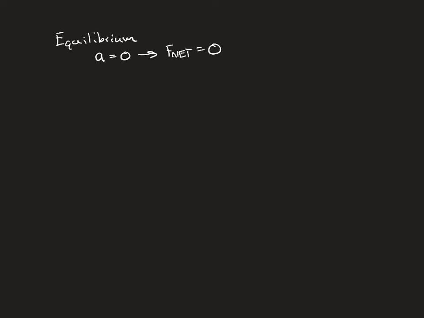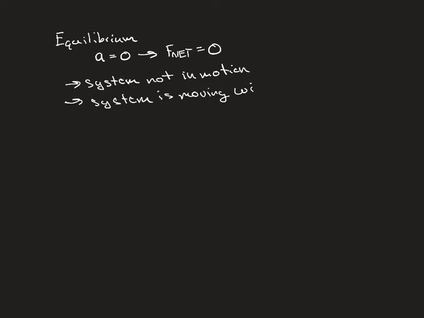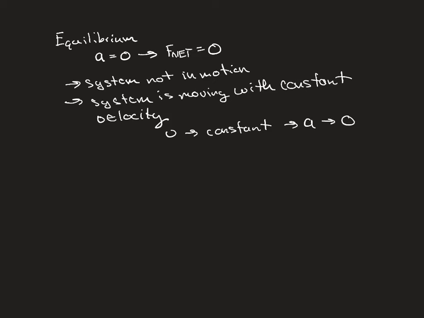And the two conditions where you have this setup are if the system is not in motion, or the system is moving with constant velocity. Because remember, when velocity is constant, that means that the acceleration is zero.